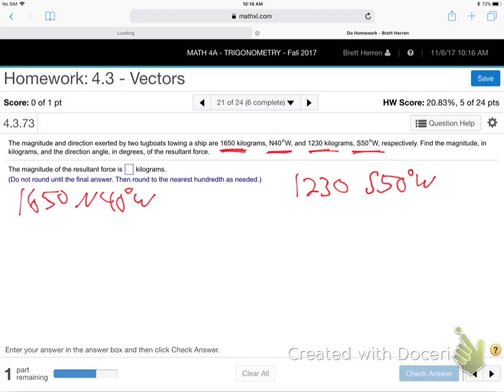So do all the same stuff. First off, draw those angles and find the actual angles theta from 0 degrees.